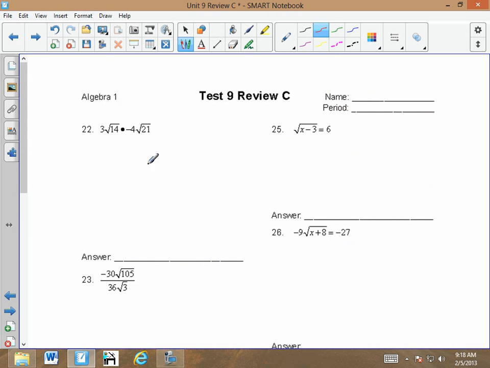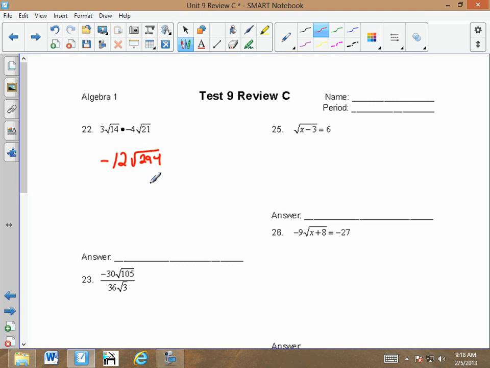Multiplication. We multiply what is out with what is out, what is in with what is in. So 3 times negative 4 is negative 12. Square root 14 times 21 is 294. So we get negative 12 times the square root of 294.